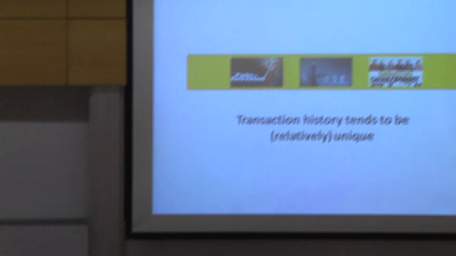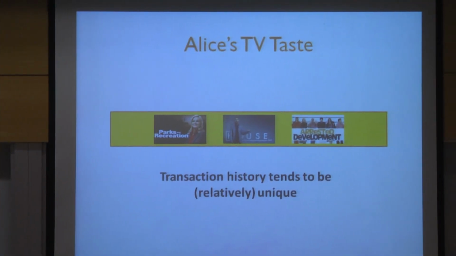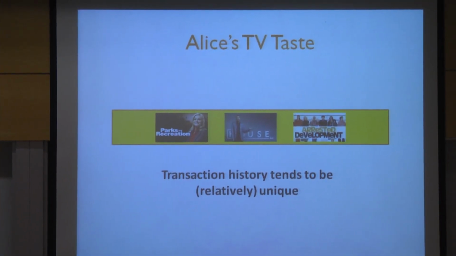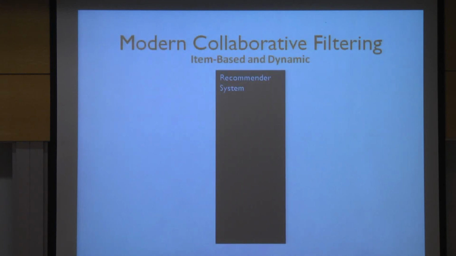This transaction history tends to be relatively unique. Obviously not in the case of shows that a person likes, but I'm just using this for an example. But a set of books the person read, a set of items they bought, a set of movies they liked, that's pretty uniquely identifying. That was the whole basis of the previous part of my talk. Now, how is collaborative filtering going to work?